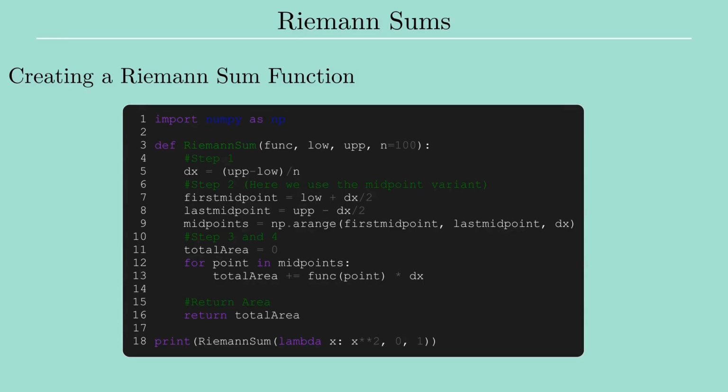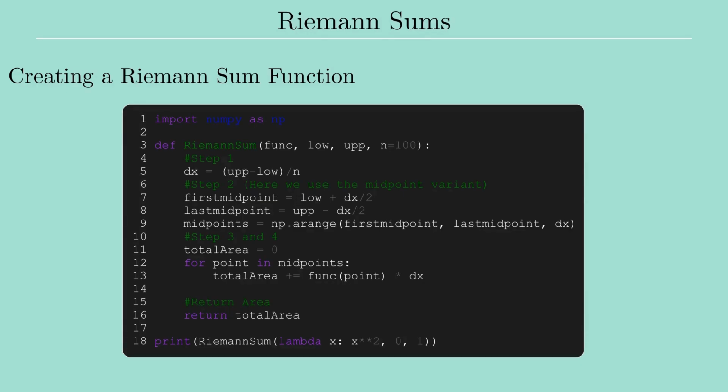Then lines 11, 12, and 13 carry out the third and fourth steps. The total sum of the rectangles so far is stored under the name total area. Before we have summed the area of any rectangles, this value is 0. Then, using a for loop, we set the variable point to each value in the list midpoints. As line 13 is indented, it will run within the for loop and will be repeated for every point in the midpoints list. Line 13 calculates the value of the function at the point multiplied by the rectangle width and adds this to the value stored in total area.